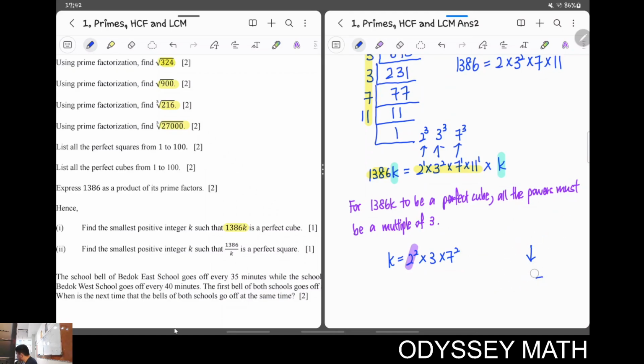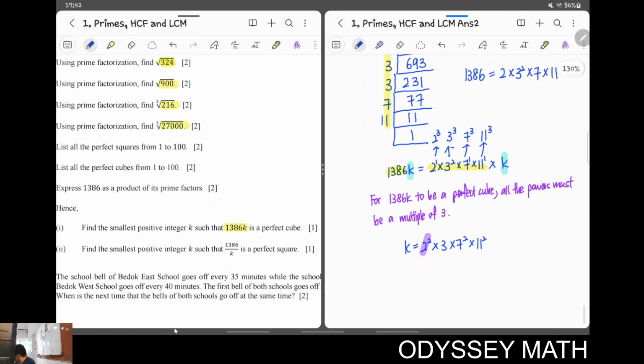Understand? Same thing here. Is the number 1 here a multiple of 3? No. What is the smallest number after 1 that's a multiple of 3? 3. So this must be 11 to the power 3. How do I get from 11 to the power 1 to 11 to the power 3? I need k to have an 11 to the power 2 here. Understand?